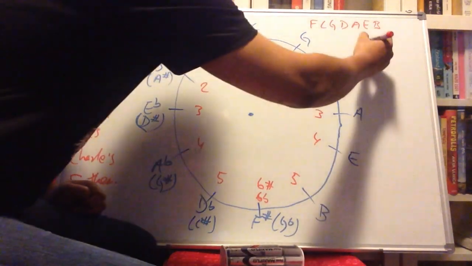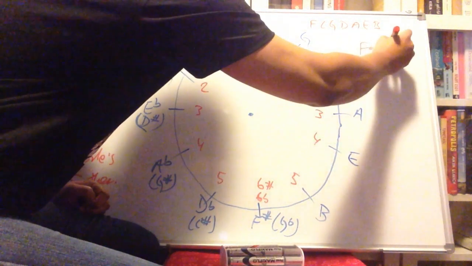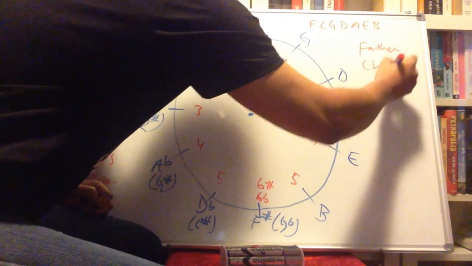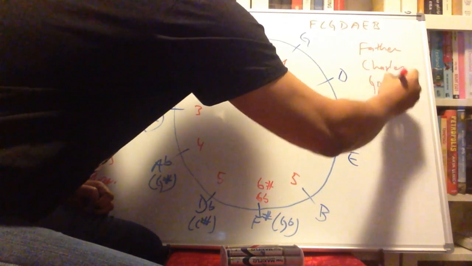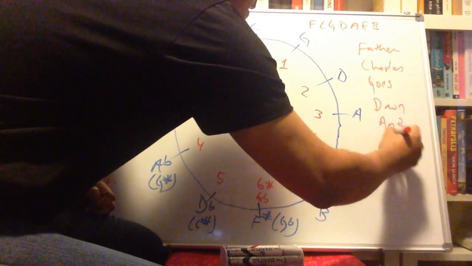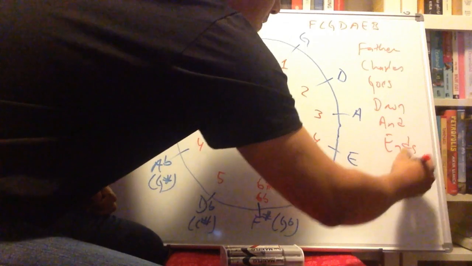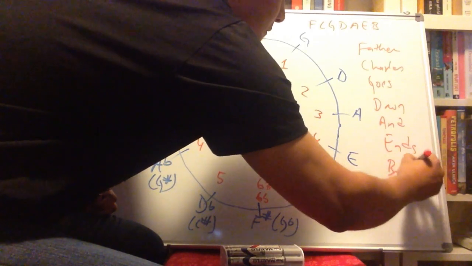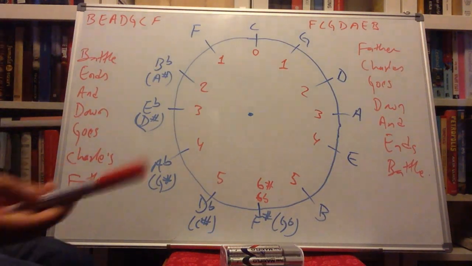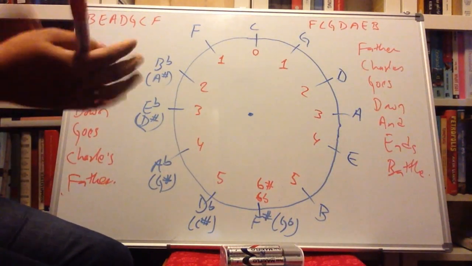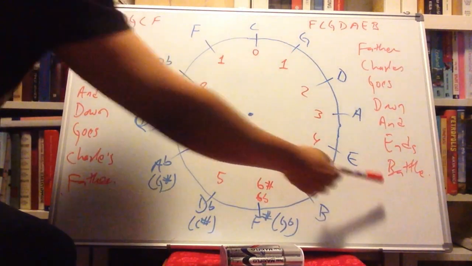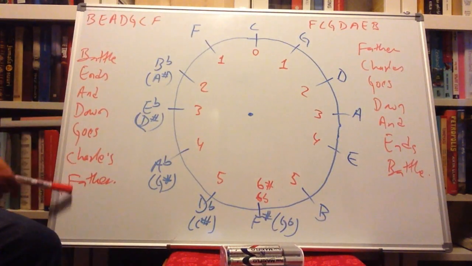Same here, we repeat. F for father, Charles goes down and ends battle. Right? So if you remember this one sentence back and forth, father Charles goes down and ends battle, battle ends and down goes Charles' father.